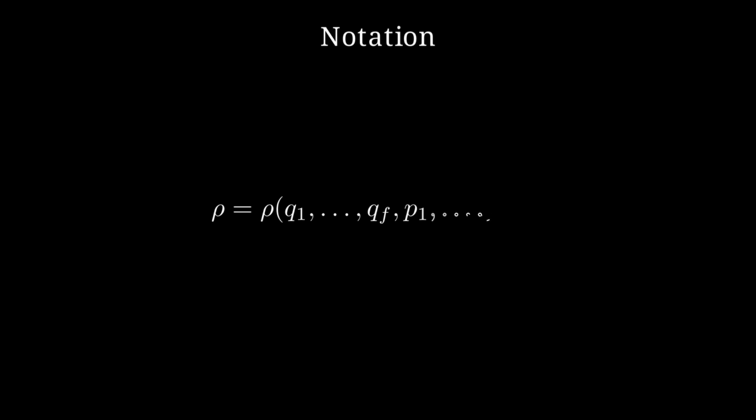For a system with f degrees of freedom, this density function rho is a function of all f position coordinates and all f momentum coordinates. Since the points are moving, the density at any fixed location in the phase space can change with time. So rho is explicitly a function of time t as well. We write this dependence as rho of q1 to qf and p1 to pf along with the time t, or more compactly, rho of qk, pk, and t.